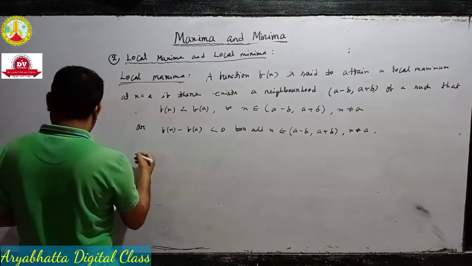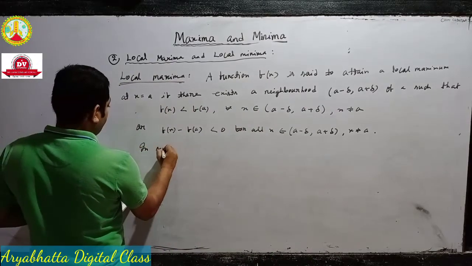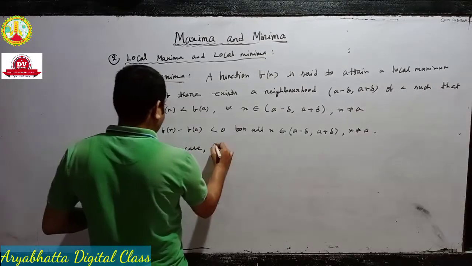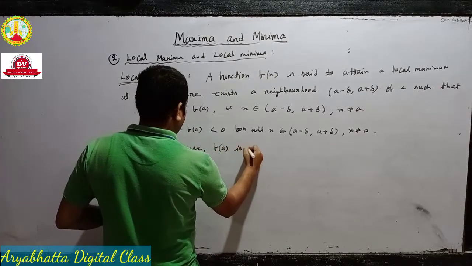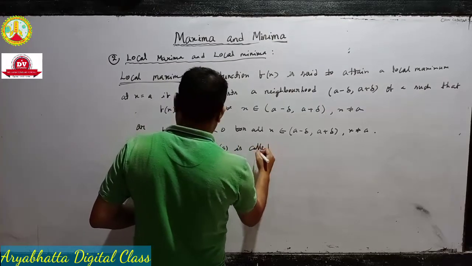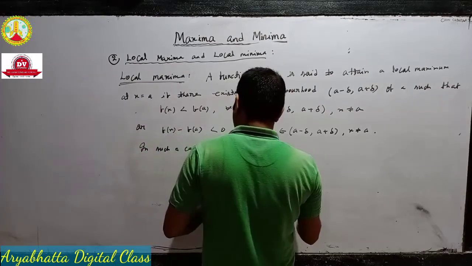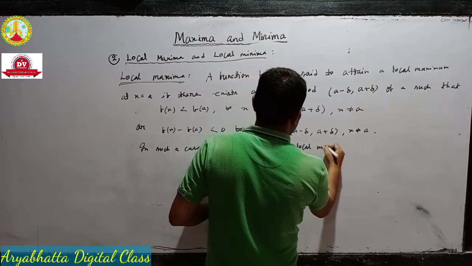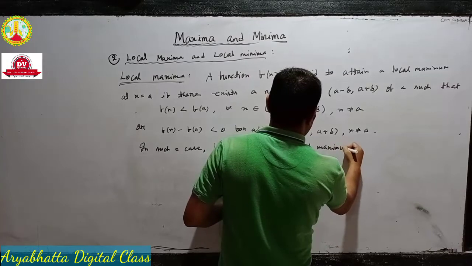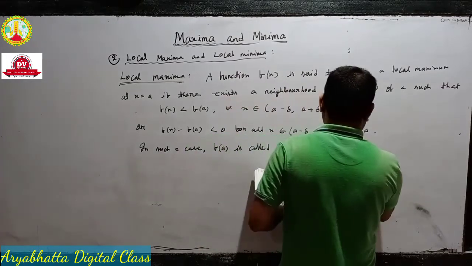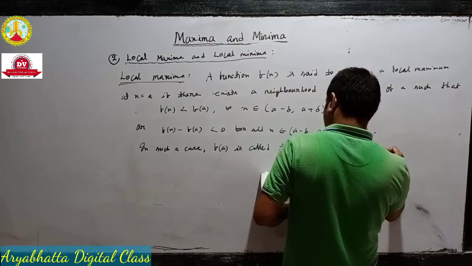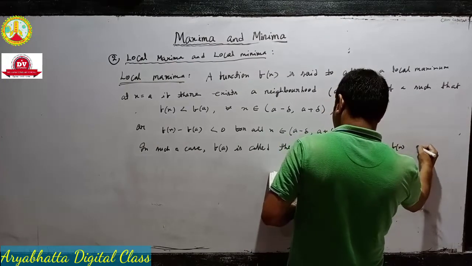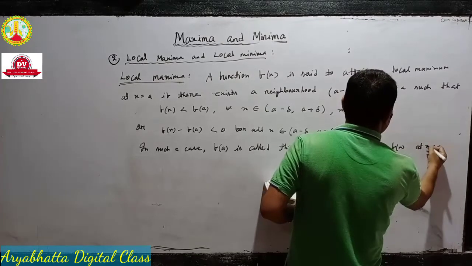In such a case, f of a is called the local maximum value of f of x at x equal to a.